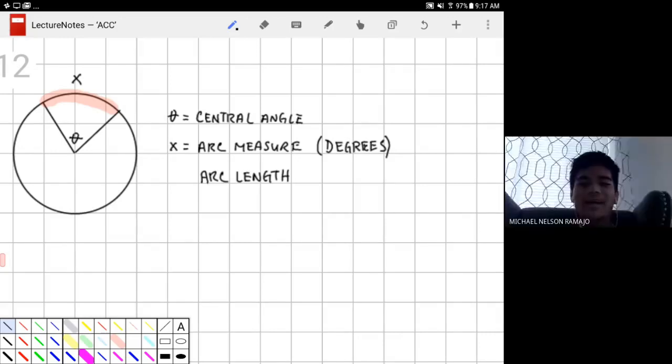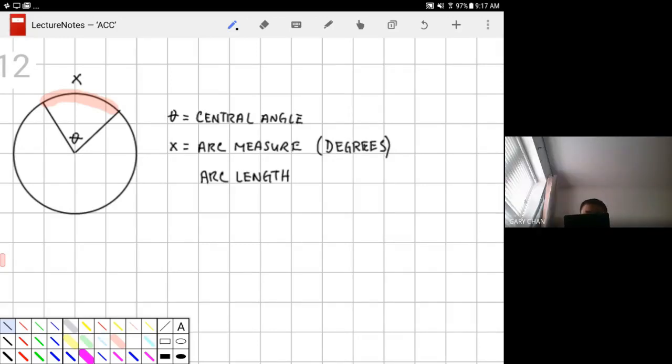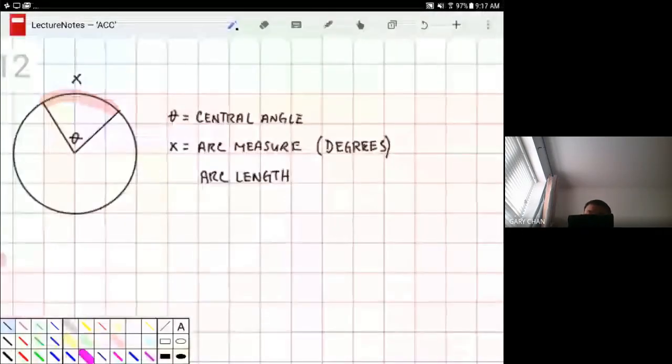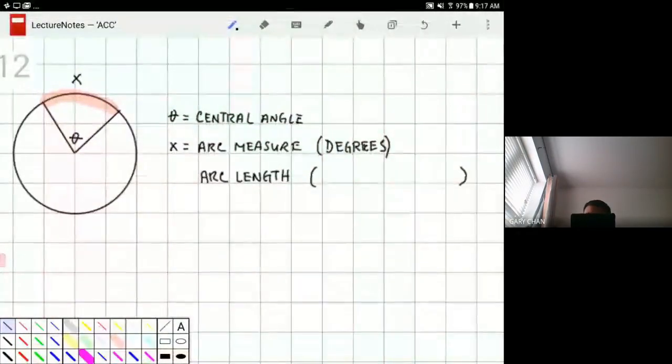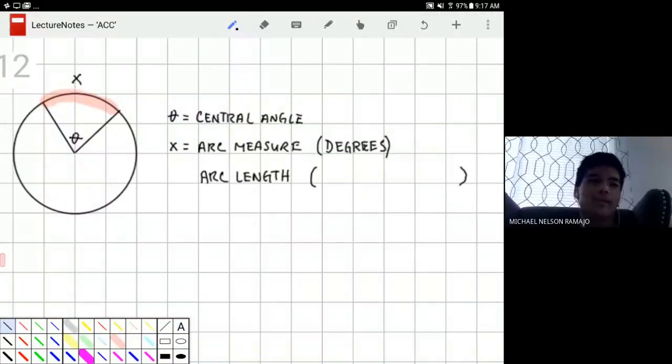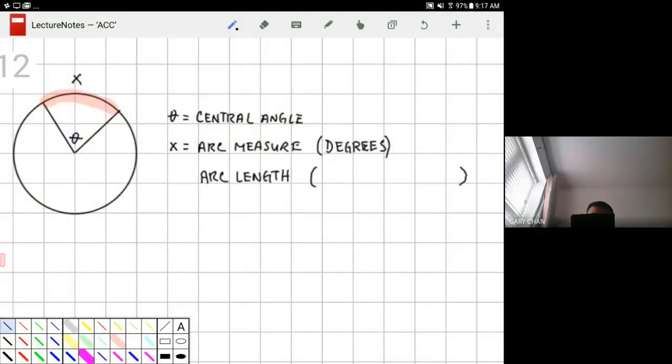Oh, yeah, I get it now. I was thinking about something different. The arc measure is the same as the central angle. It is in degrees. However, arc length, what units is that measured in? Whatever unit is given: meters, feet, centimeters. That's right. A length is usually measured in inches, meters, feet, centimeters, kilometers, whatever unit of length it is.